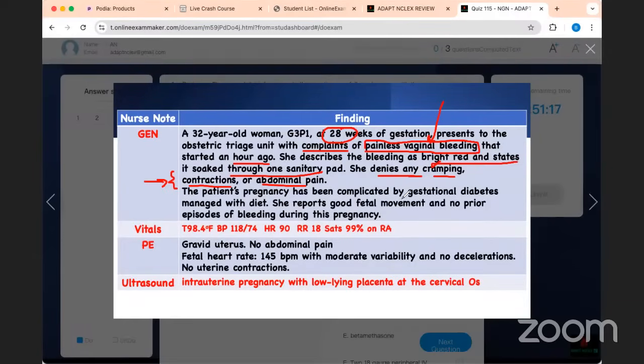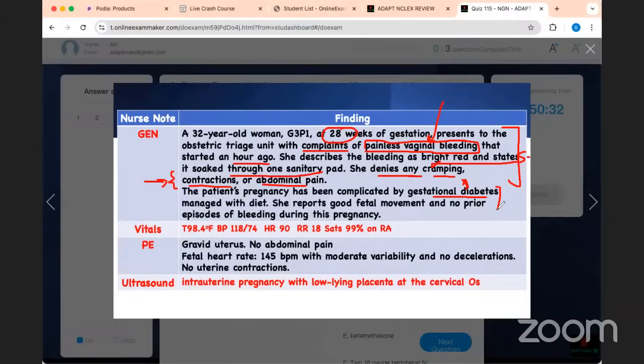The patient's pregnancy has been complicated by what? Gestational diabetes. She has gestational diabetes. This is what the NCLEX would do. You always want to focus on the chief complaint. Why would I spend 5 or 6 lines talking about why the patient came in, and all of a sudden tell you something else about the pregnancy? I'm just trying to distract you from the main thing. So when you see a case study and all of a sudden they're talking about something else, ignore it. The pregnancy is complicated by gestational diabetes, okay, managed with diet. Who cares?